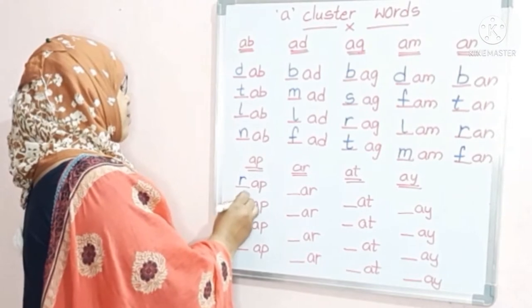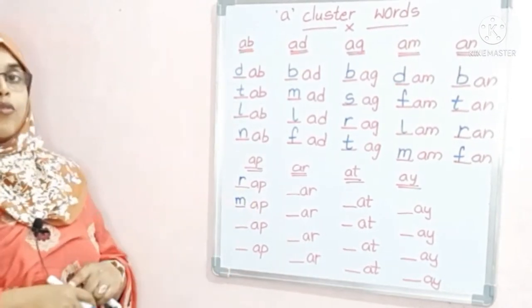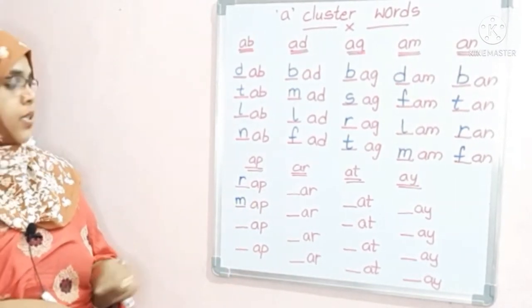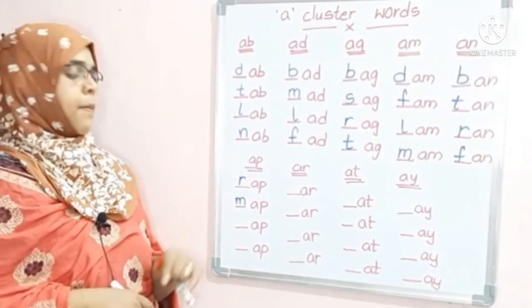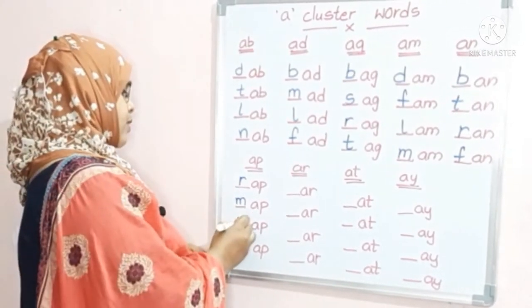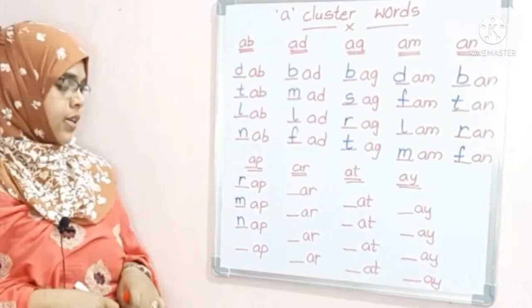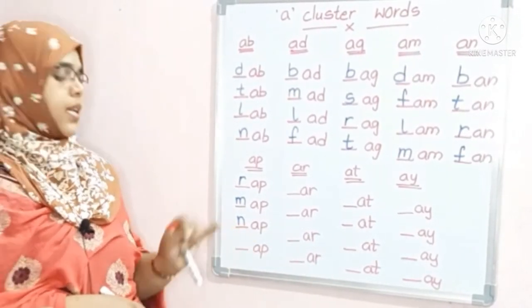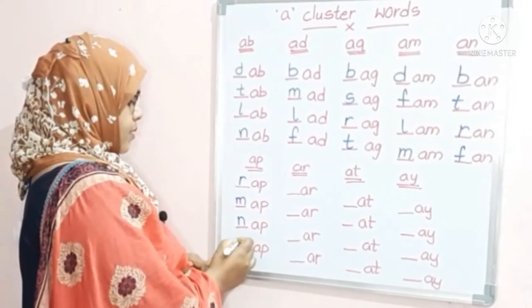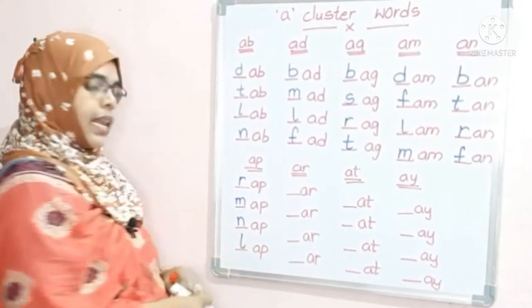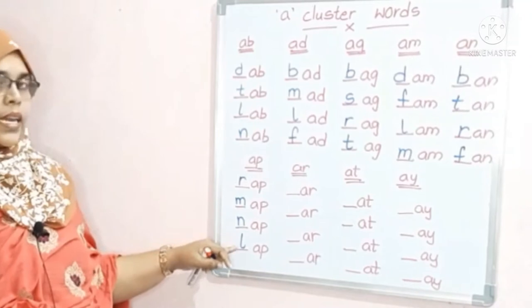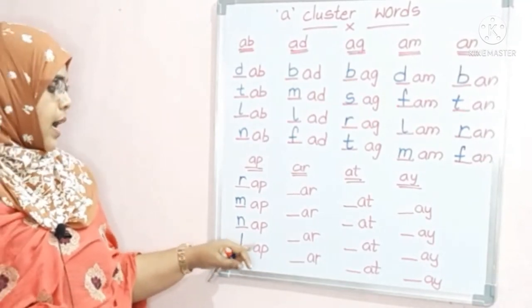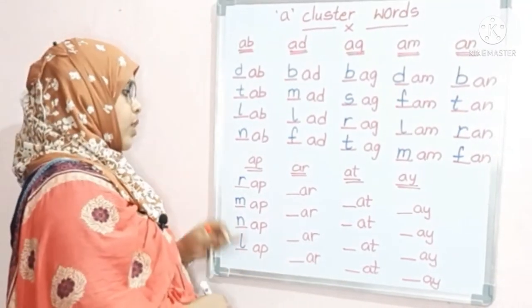If you are writing M here, what is the sound of M? M. M app becomes map. If you are writing N here, sound of N is N. N app becomes nap. If you are writing L here, sound of L is L. L app becomes lap. Okay.